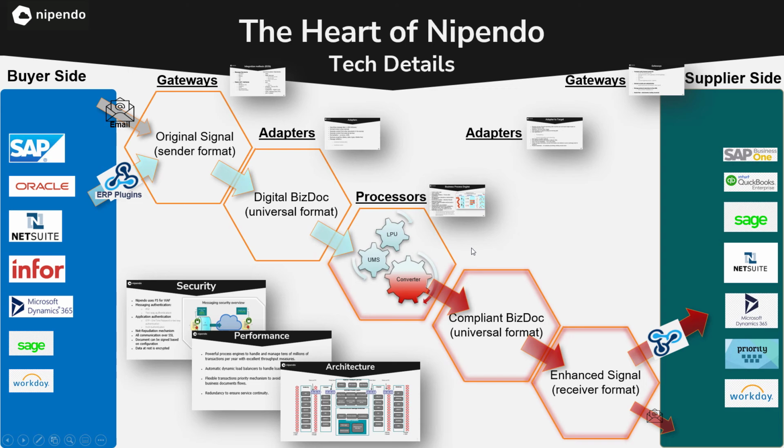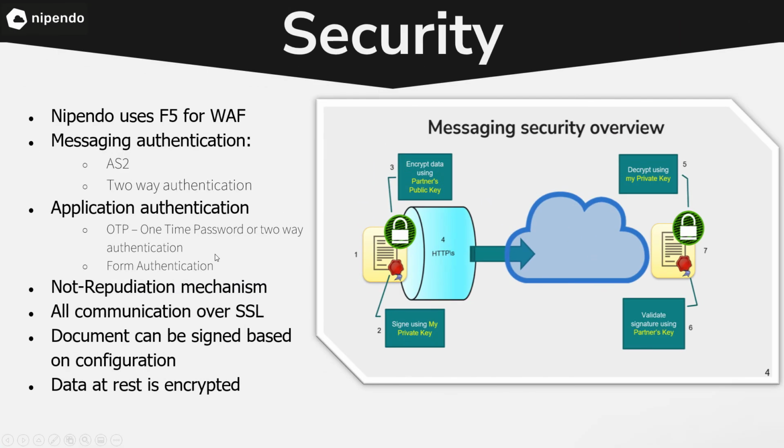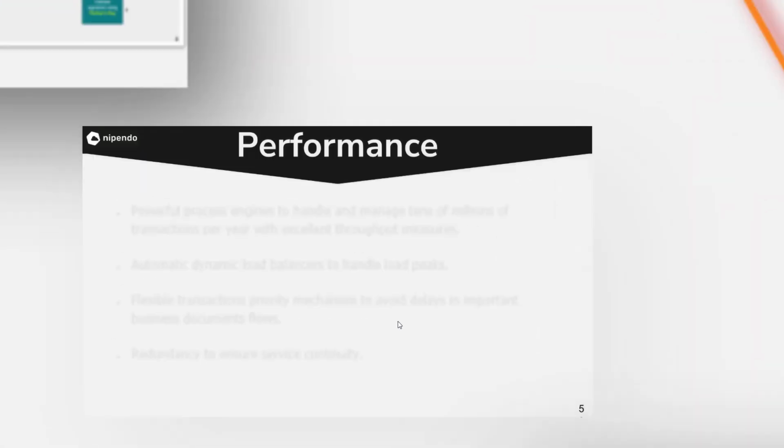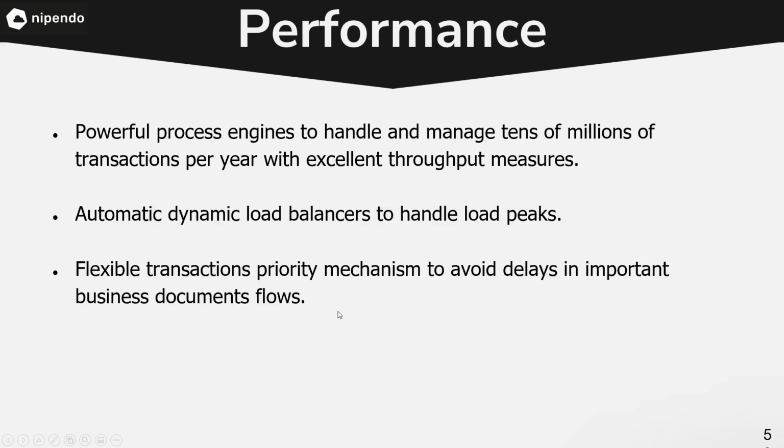Underpinning all of this, obviously, you have to care about security, performance, and architecture. For security, we've got the different kinds of security protocols that we have as a policy, and then an overview of the security in terms of encryption and decryption of data in transit and at rest. For performance, obviously, you have to care about performance, especially on the B2B side when machines are pumping out tons of data and handling data. So we've got some performance characteristics here that we like to highlight.